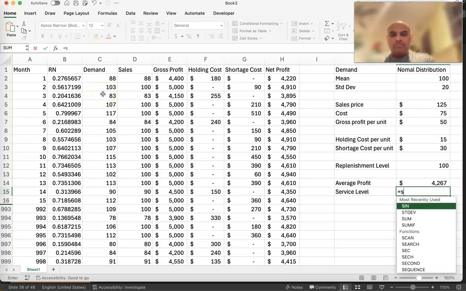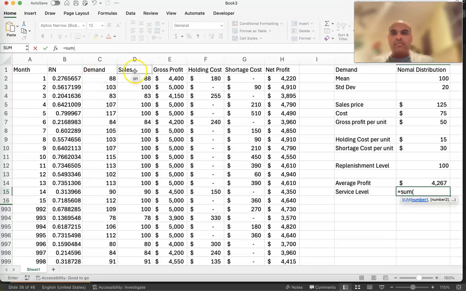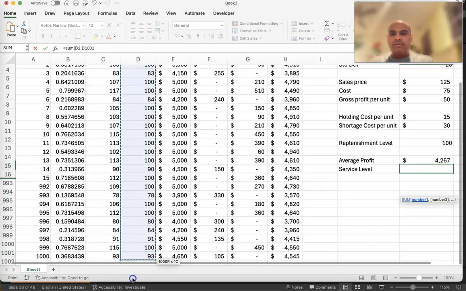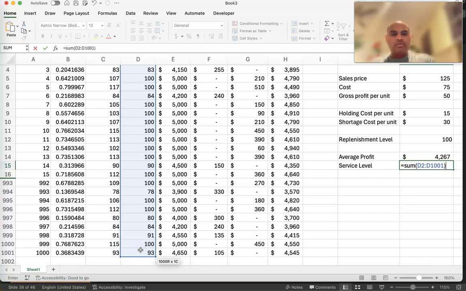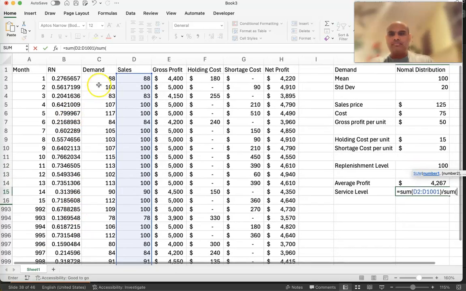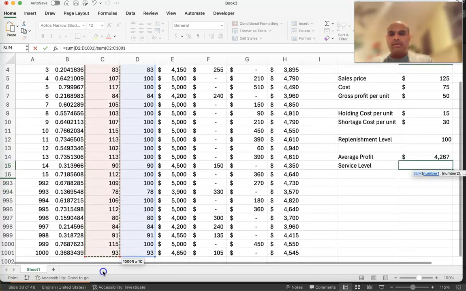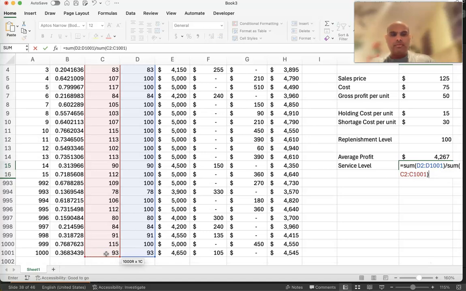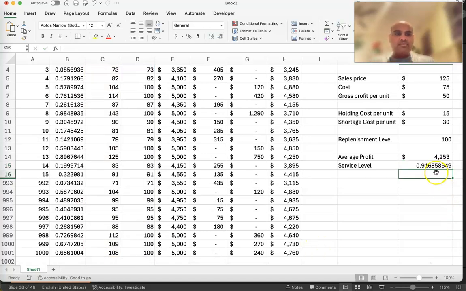To do this, I'm just going to sum all the sales. So that's my total sales, and this I'm going to divide by total demand. Total demand right there. There you go. So that's my service level. I'm going to make that a percentage and show a couple of decimal places.